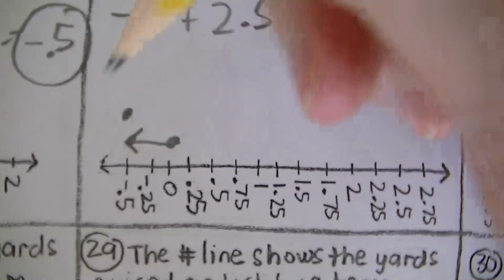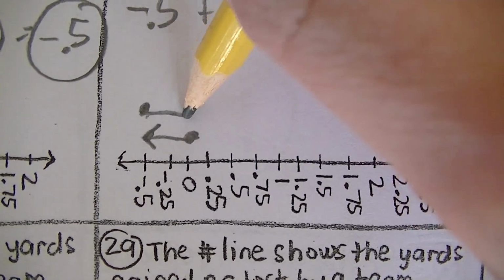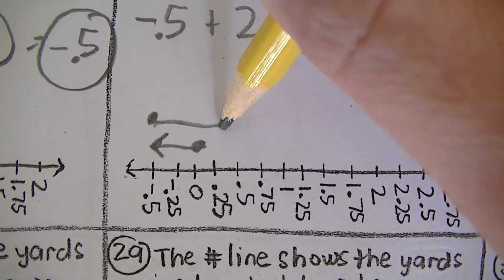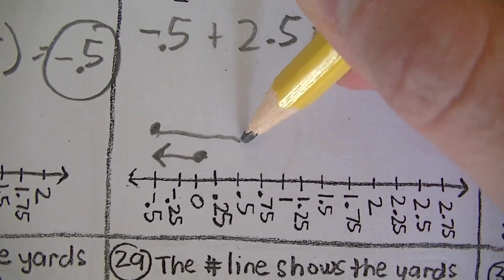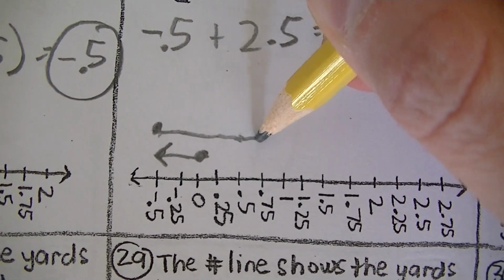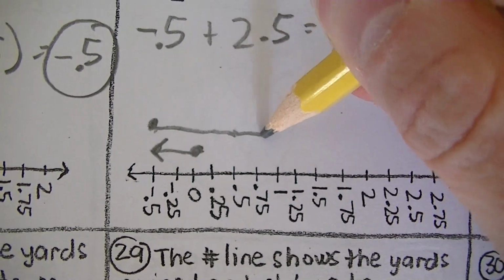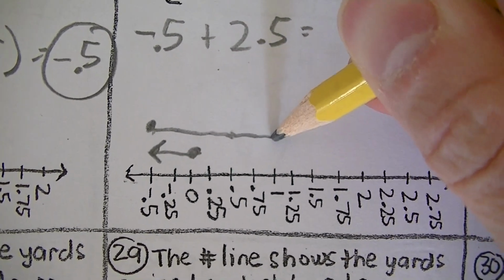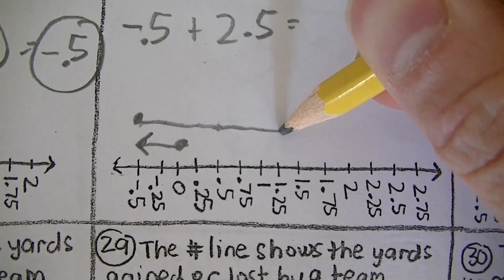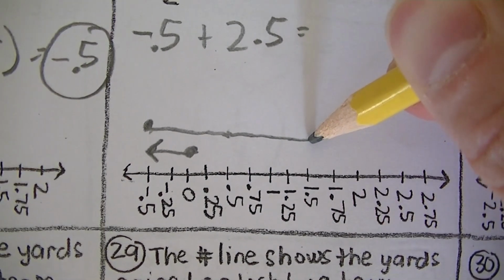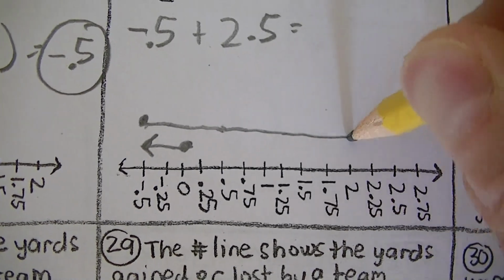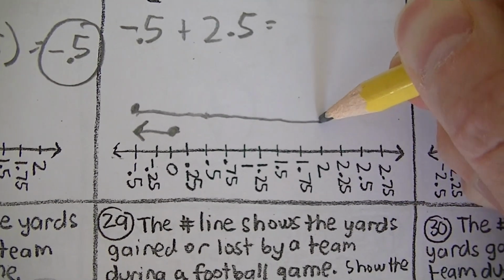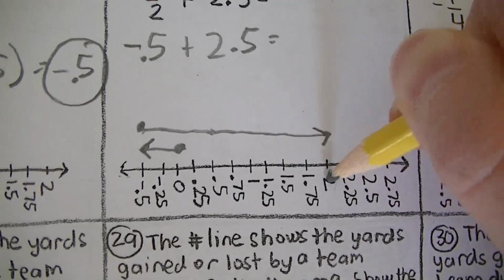Okay, there's one whole. I think 1, 2, 3, yep. 1 25 hundredths, 1 5/10, 1 75 hundredths, 2 25 hundredths, 2 50 hundredths. So it should be right here. Our answer is 2.5.